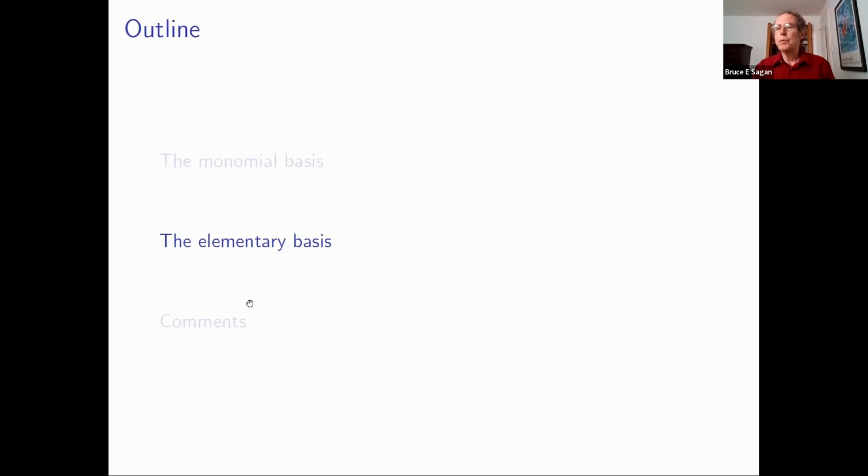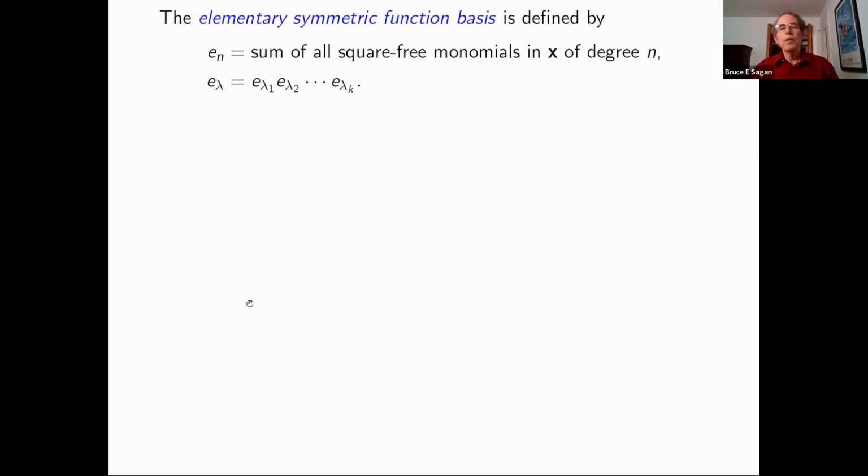Any questions before we go over to the elementaries? Okay. Well, what are the elementaries? Let me remind you, if you haven't seen them before, I know a good book I could recommend for you to find out more about symmetric functions. In any event, E sub n is just the sum of all the monomials which are square free of degree n. So just n single powers. And then to get E lambda for a partition, you just multiply E lambda 1, E lambda 2, et cetera, where these E sub lambda i's are defined by the previous part of the definition.